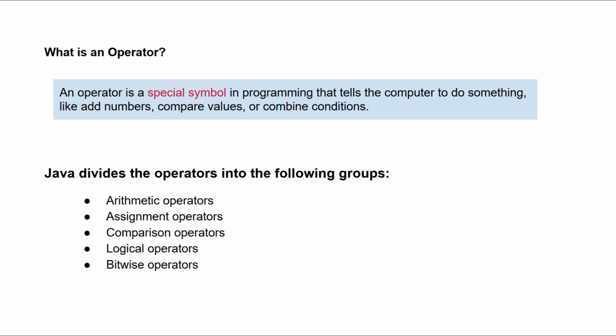What is an operator? An operator is a special symbol in programming that tells the computer to do something like add numbers, compare values, or combine conditions. Java divides operators into several categories: arithmetic, assignment, comparison, logical, bitwise. In this episode, we'll focus on the most common ones.